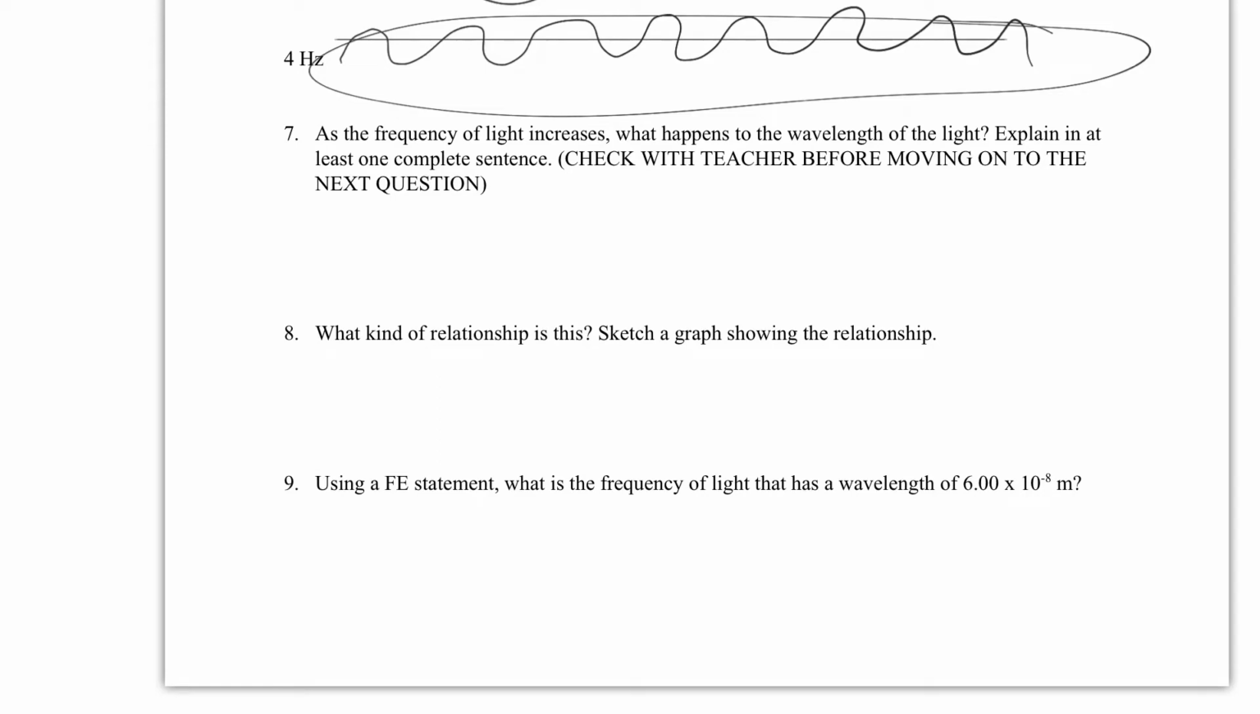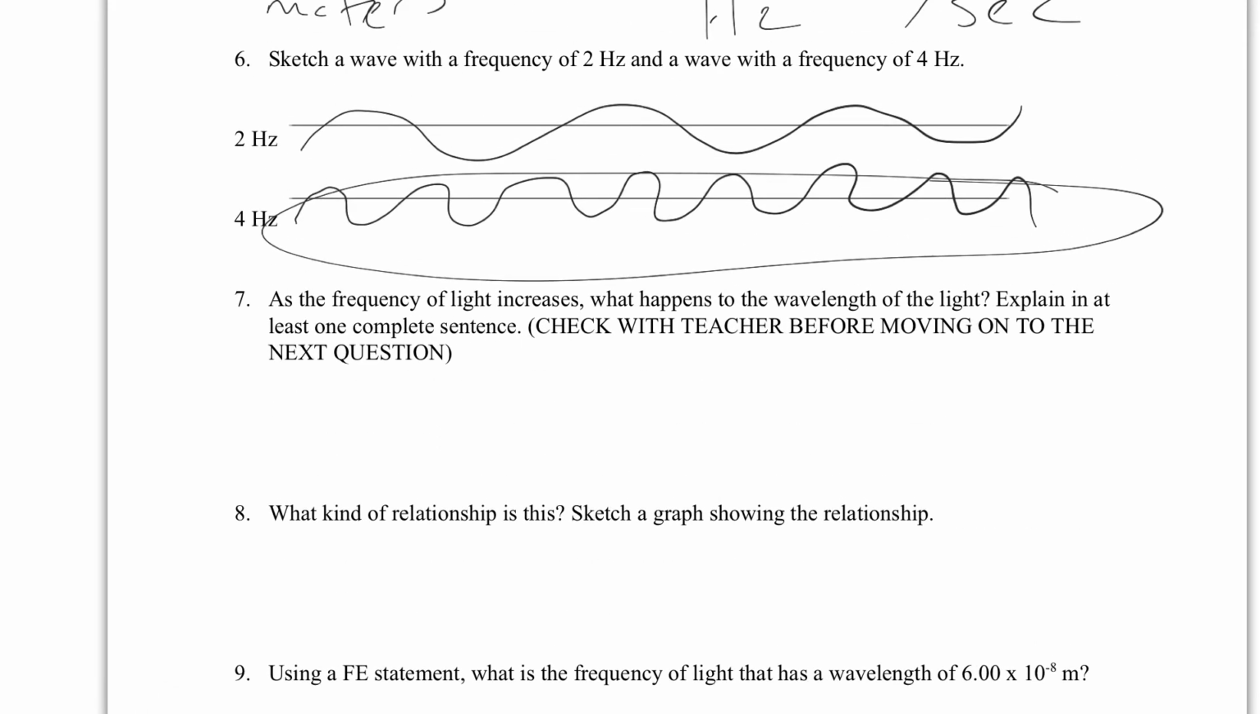As the frequency of light increases, what happens to the wavelength? If the frequency goes up, then the wavelength must go down. In other words, if I come back here and I measure these versus these, these are bigger and these are smaller. And the relationship is an inverse relationship.